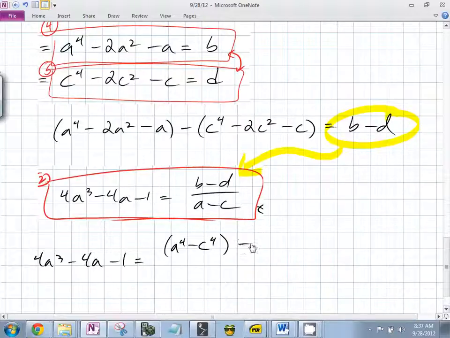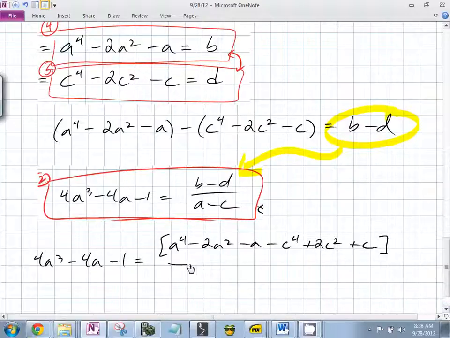Minus 2a squared. Don't use parentheses. Should be a little easier. So we have a to the 4th minus... I'll just write it out this way and then we can group it together. Minus c to the 4th plus 2c squared, all over what? All over a minus c.